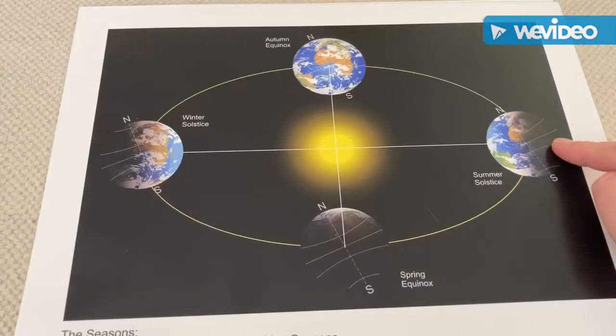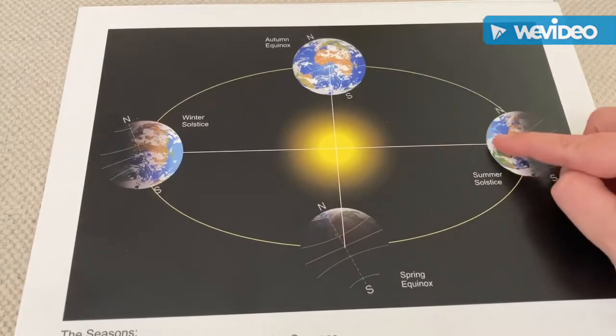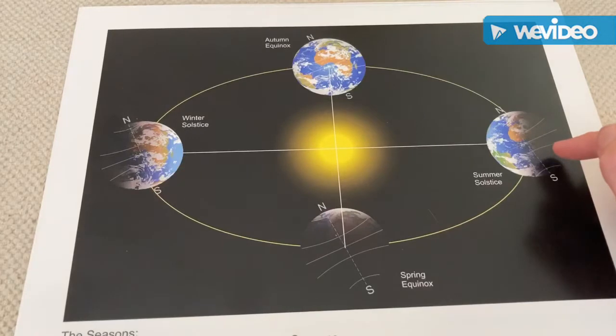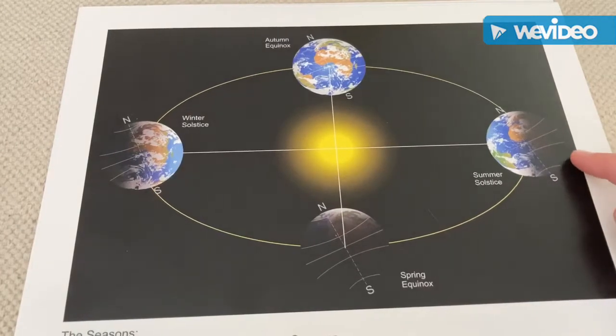When the sun's rays are shining directly upon the northern hemisphere, this day is called the summer solstice. It's the first day of summer in the northern hemisphere, and it's the shortest night of the year. There are more hours of sunlight on this day than any other day of the year.